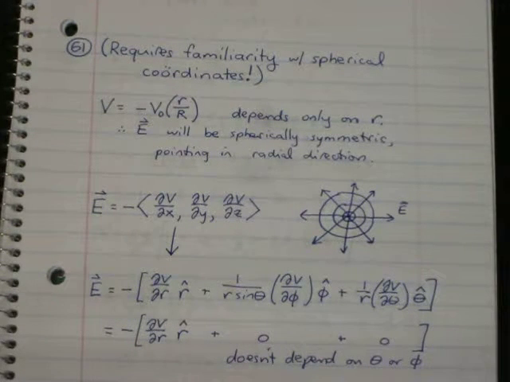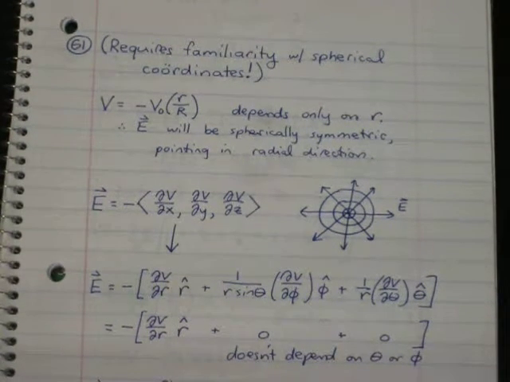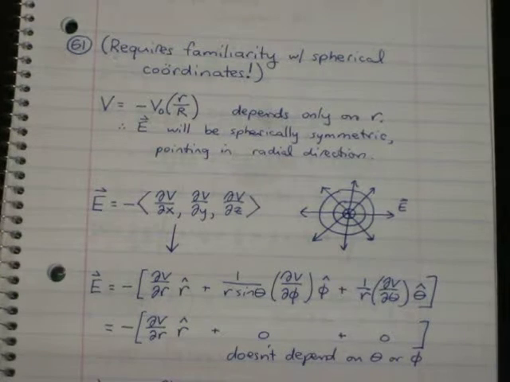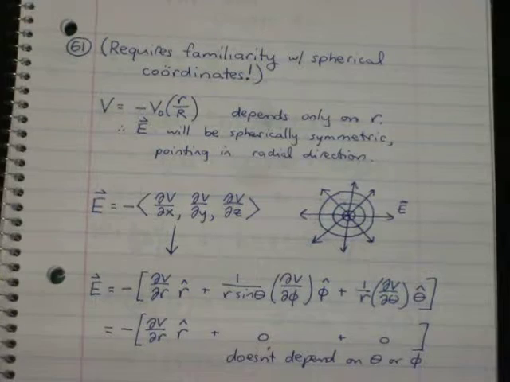You decide for yourself. 61 says the electric potential in a region is negative V naught R over capital R, where V naught and R are constants. R is the radial distance from the origin. Find expressions for the magnitude and direction of the electric field in this region.